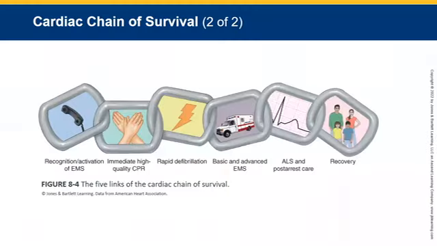If we look at the picture on the screen right now, we'll notice that there are 5 links, although there's 6 in here, 5 links in the chain of survival. In order to survive a heart attack, your best chances is if you would have these 5 links in place. First of all, early recognition and activation of EMS.